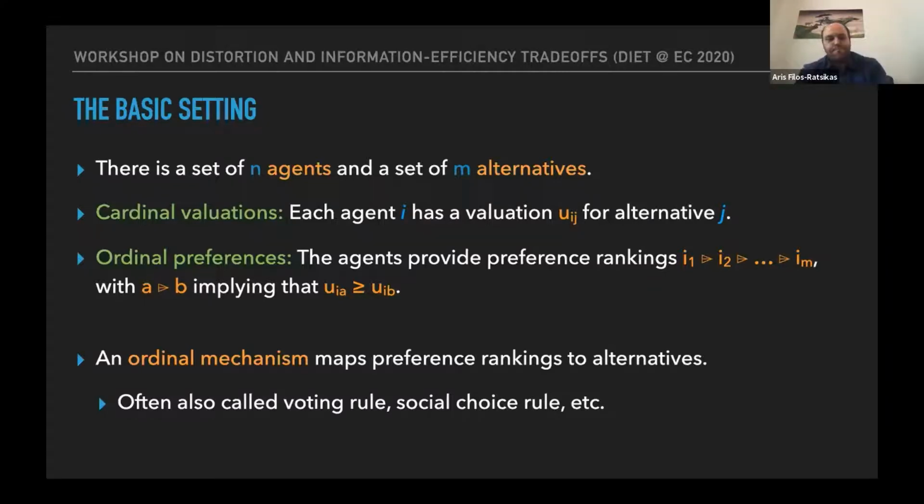Simple as that. Now, an ordinal mechanism actually has access not to the cardinal valuations, but to the ordinal preferences, and uses that as input to output a single alternative, which is the winner of this decision-making process. And I will use the term mechanisms to refer to these functions throughout this talk, but throughout the workshop in general, you might see them referred to as voting rules, social choice functions, perhaps other names as well.